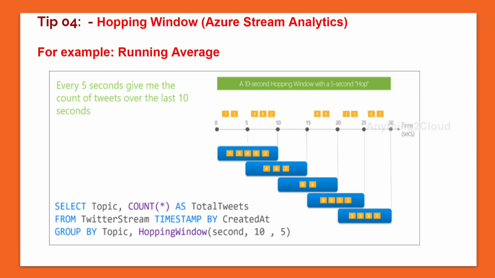For example, if you want to find, for every 5 seconds, the count of tweets over the last 10 seconds, then we have to use this query. Basically, the hopping window is mainly to identify the running average. For example, if there's an overlapping window and you want to find the running average, then you can use the hopping window. Just remember that if there's an overlapping window and you want to find a running average, then we need to use a hopping window.